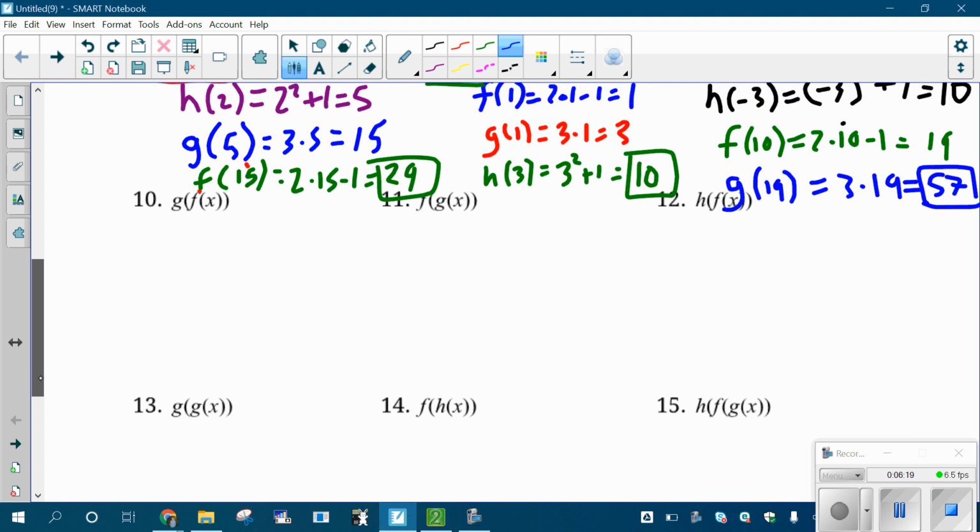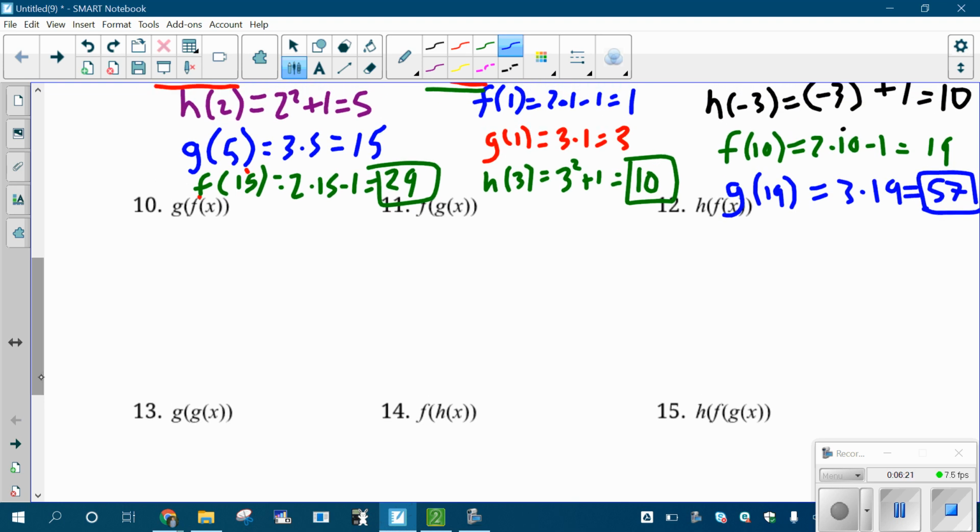The other type of question, the harder type of question, is something that looks like this. It looks similar. You're like, oh, it's g of f of x. What's the difference? There's just an x in there, not a number. This is a different type of problem. What this is telling you to do is to write a new equation.